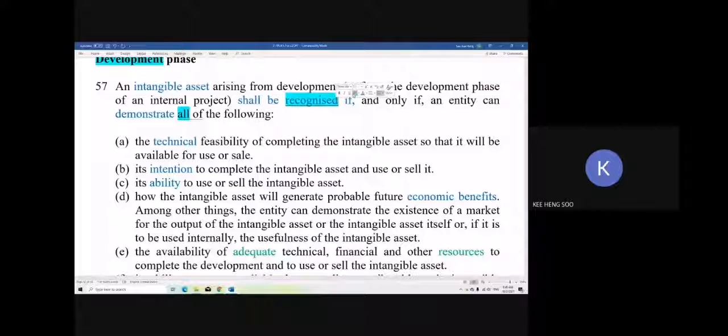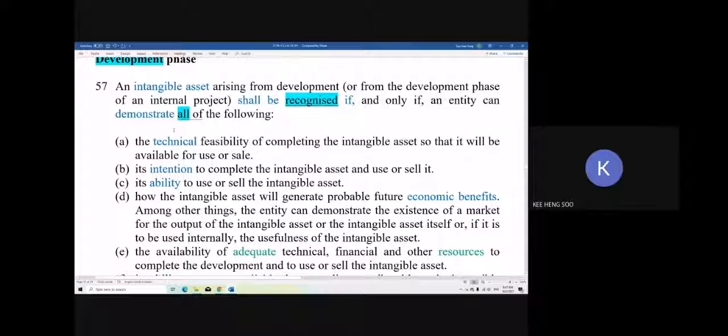This is called recognition criteria. Recognize. Development shall be recognized as an asset if all the criteria before A, the first one, it must meet the definition. That is called identifiable.